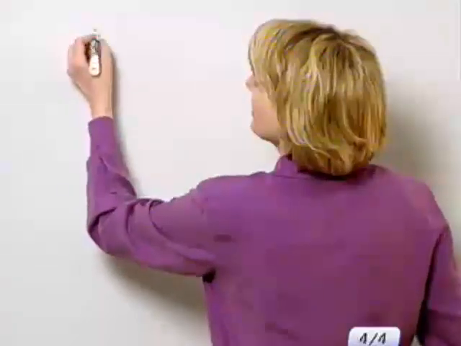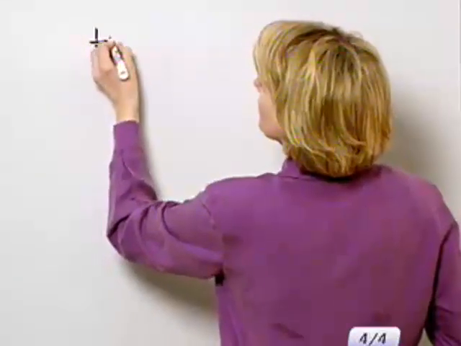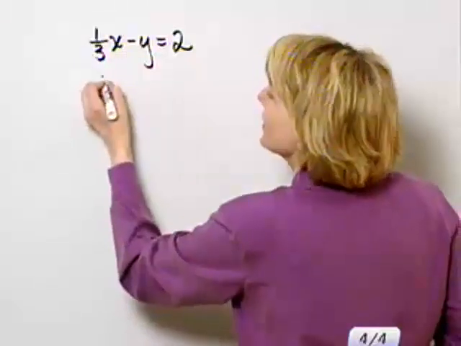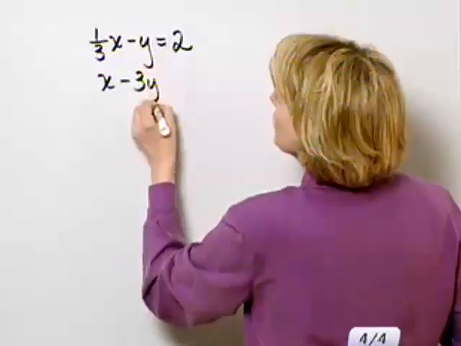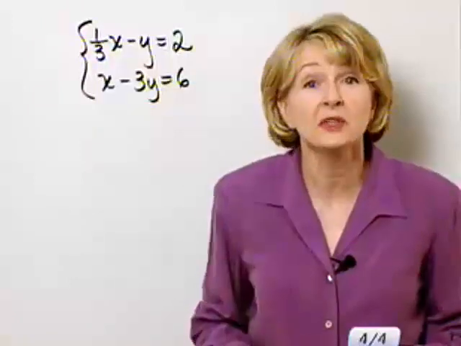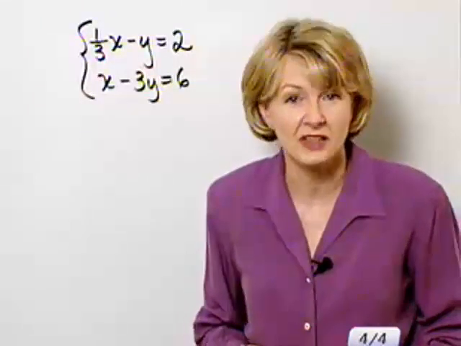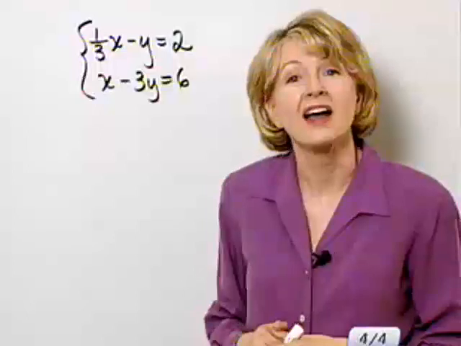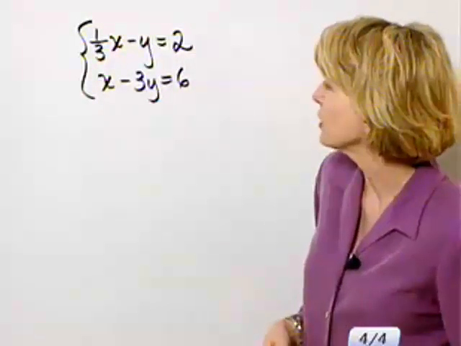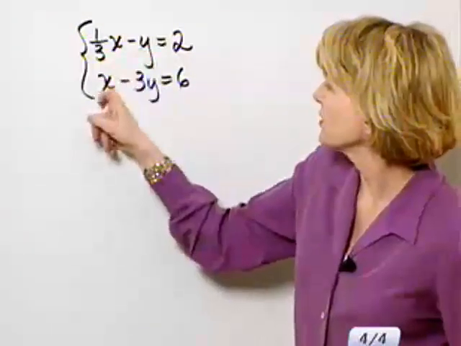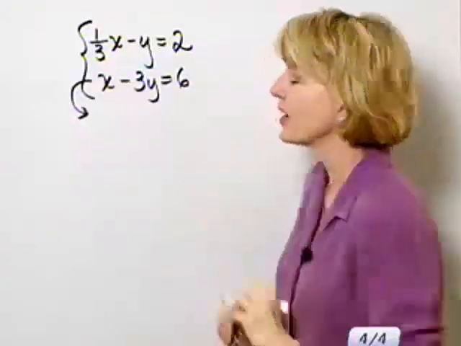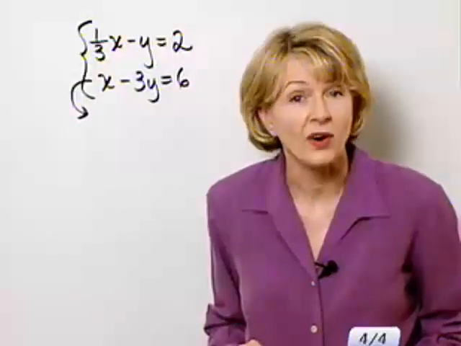Let's suppose I have, say, 1/3 x minus y is equal to 2, and say x minus 3y equals 6. There is my system of two linear equations in two unknowns. I'd like to solve this by the substitution method. So we'll choose one of the variables in one of the equations, this one or this one, because the coefficient is 1 or -1. I'll choose this equation. I will solve it for x.